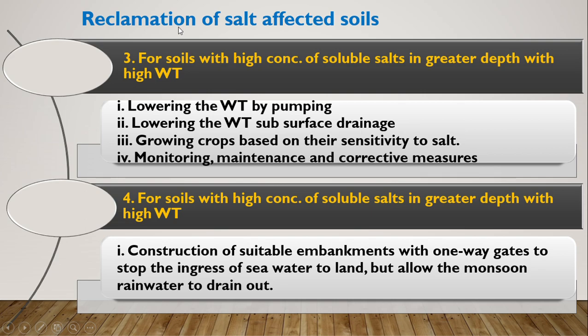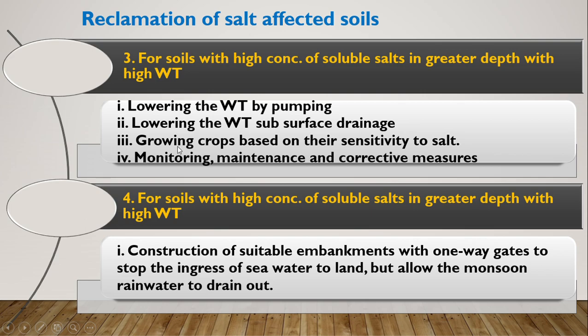The water table is very near to the ground surface, and there is a high concentration of salt in the soil. In that case, water will touch the root zone. Water will be very near to the root zone. What we have to do is, first lower the water table by pumping or by subsurface drainage, and we can use some other methods also.